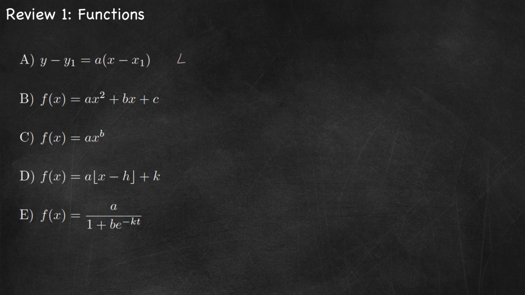Equation A is a linear function. We can write linear functions in different ways. This linear function is in point-slope form. So point-slope form, the point being x sub 1 comma y sub 1, and the slope being a.